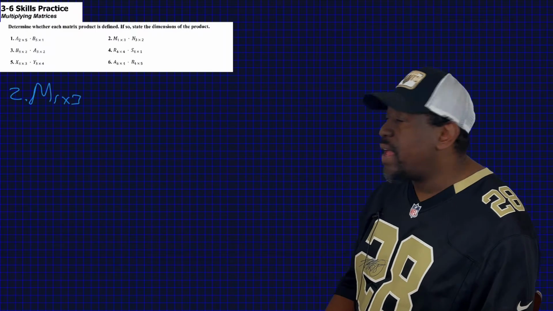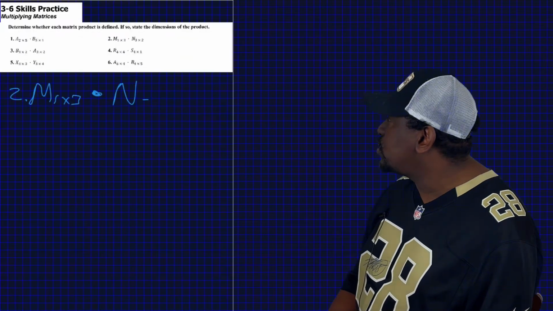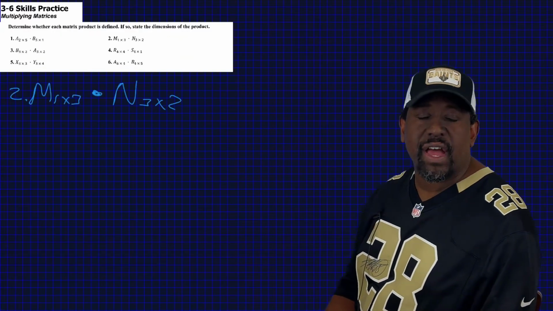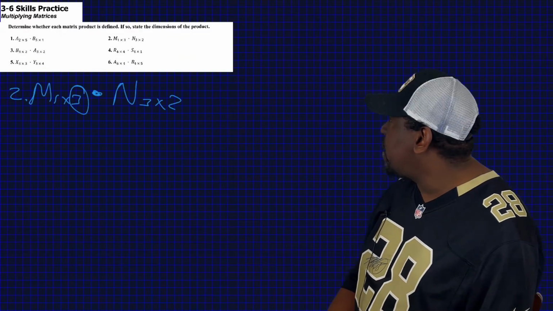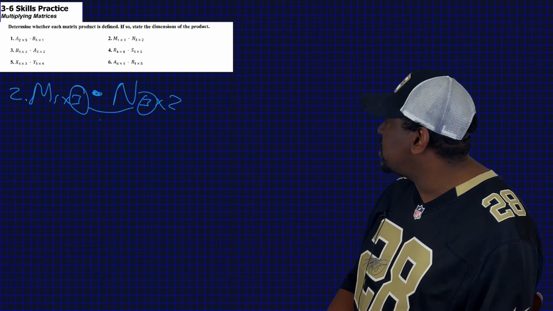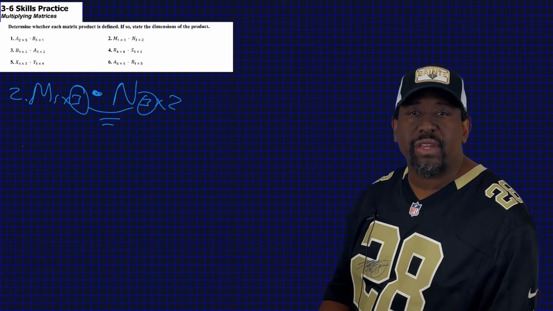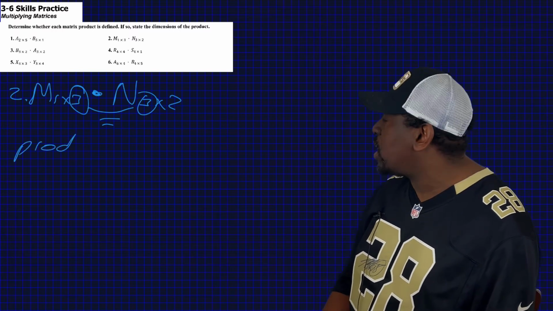We'll do number 2 now. Matrix M has the dimensions 1 by 3, being multiplied by N, which is 3 by 2. Again, we want to check our inner terms. We have 3 in M and 3 for N, which is this row. Since both of those are equal, we know that we have a product that is defined.